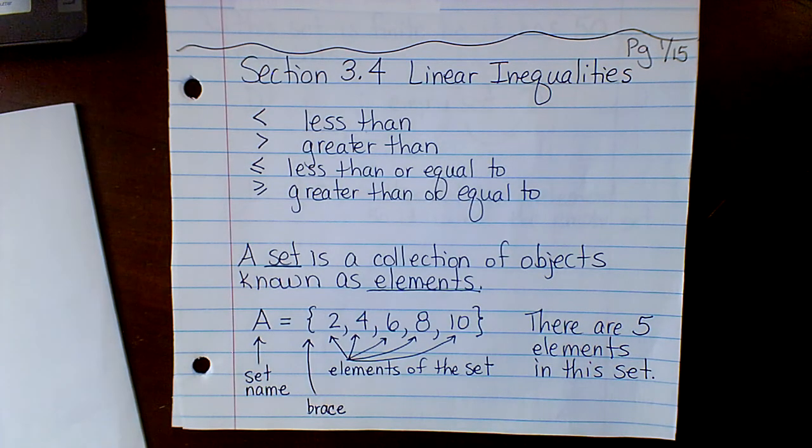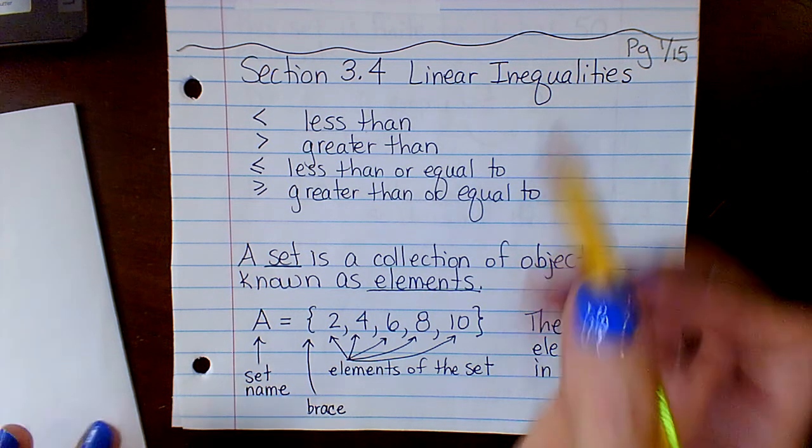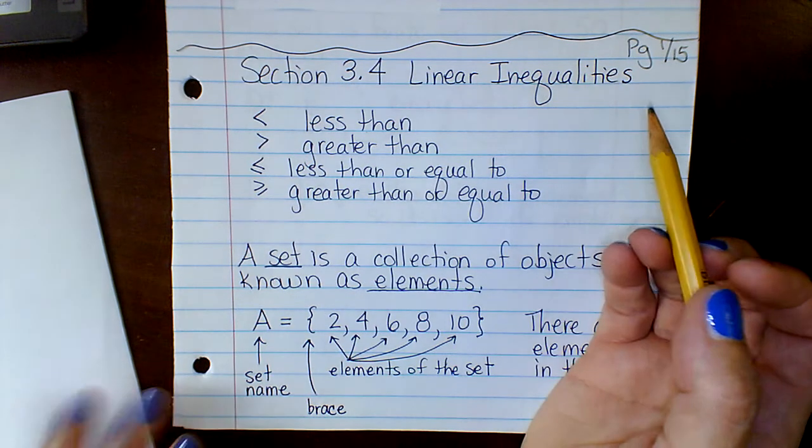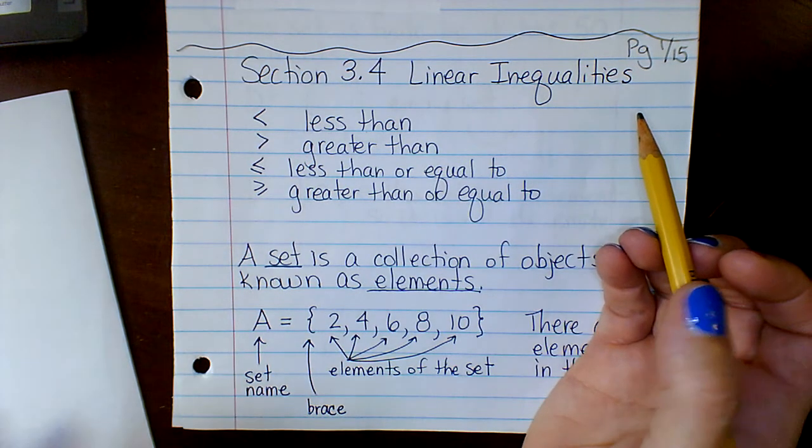This is section 3.4, and this section is going to be on linear inequalities. These are going to be sort of similar to the linear equations that we've solved in the past, but these are not equal. Right? So instead of an equation, we're going to have these inequality symbols.